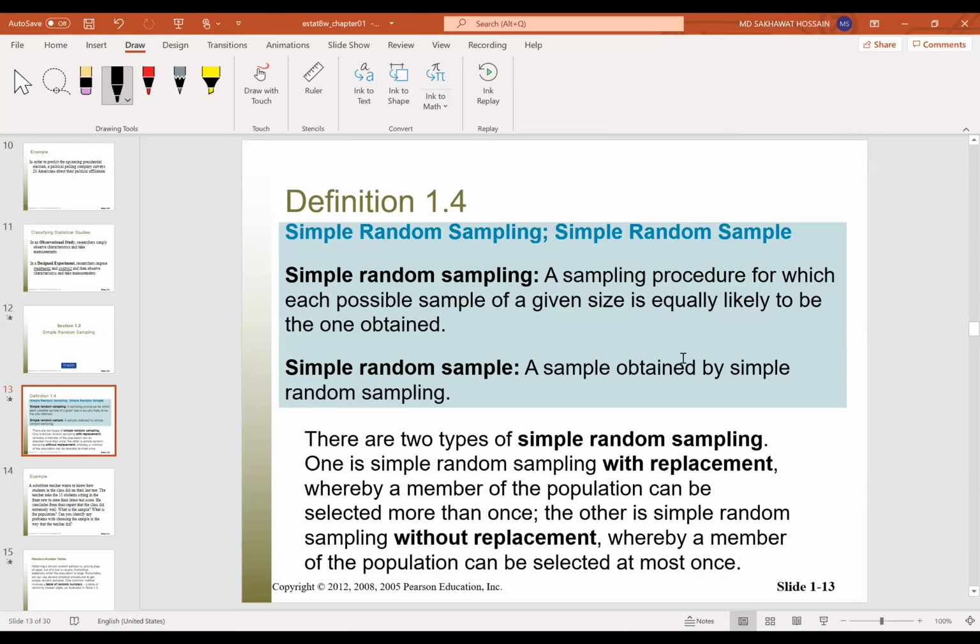So simple random sampling is a sampling procedure for which each possible sample of a given size is equally likely to be the one obtained. So what does it mean actually? It means that from the population we can collect different samples, right?